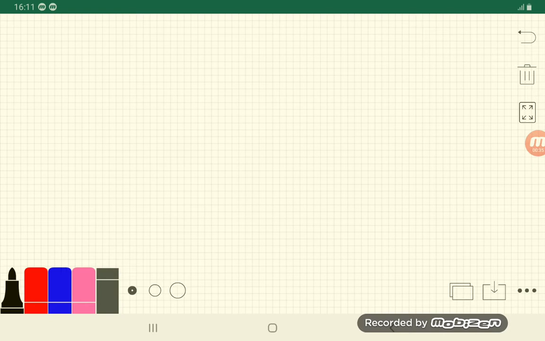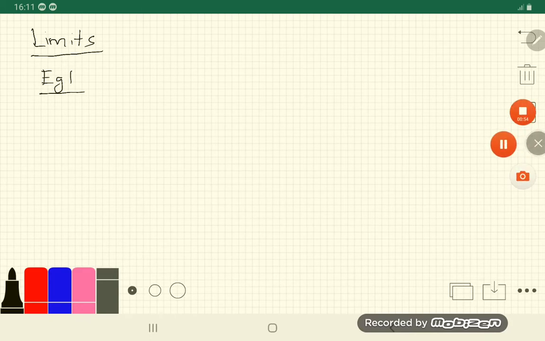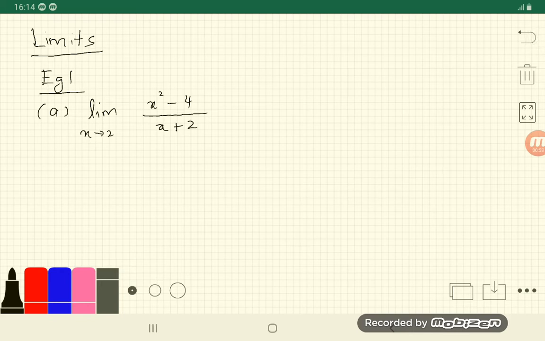Alright, so let us start with the first example here. Let me put here the topic that we are going to discuss is limit, and the example here. Okay, the first example here is to solve the limit like this. The first step, if you want to solve this part, if you see here, we have the limit as x approaching 2.